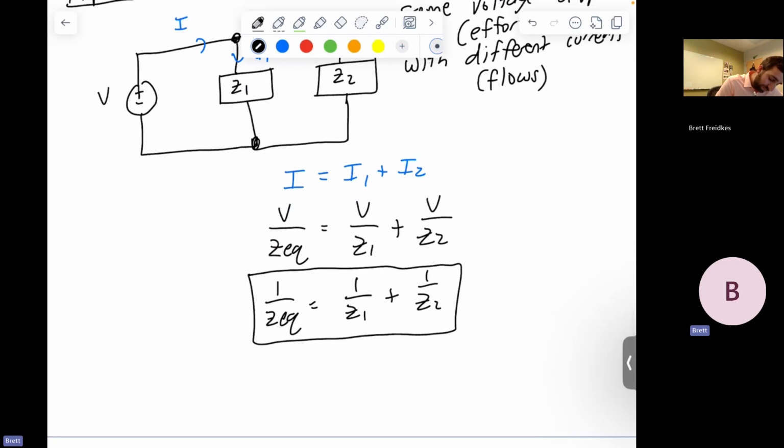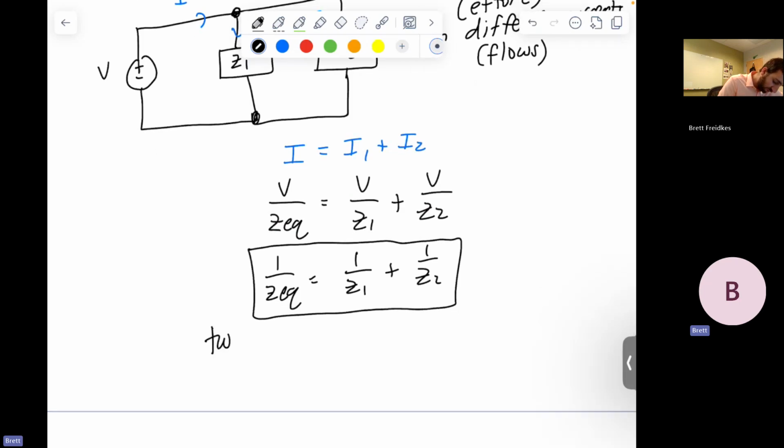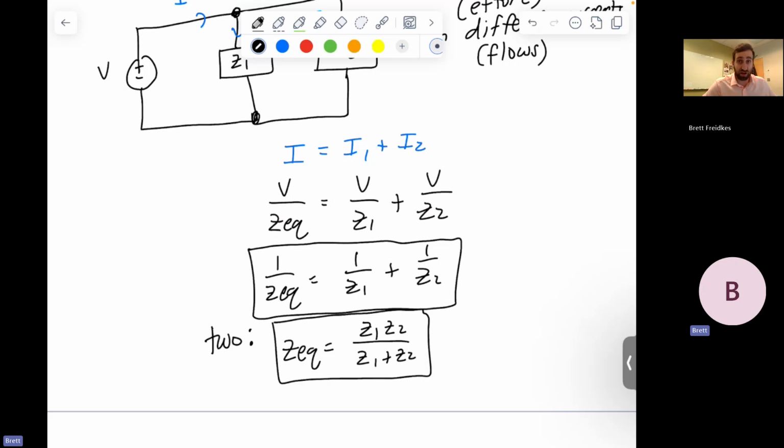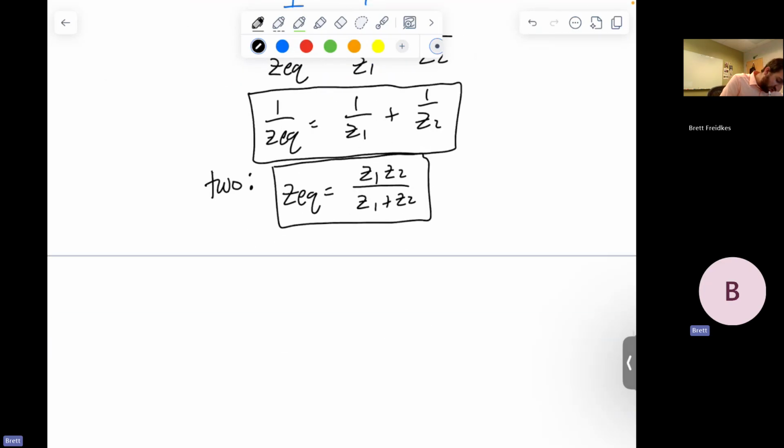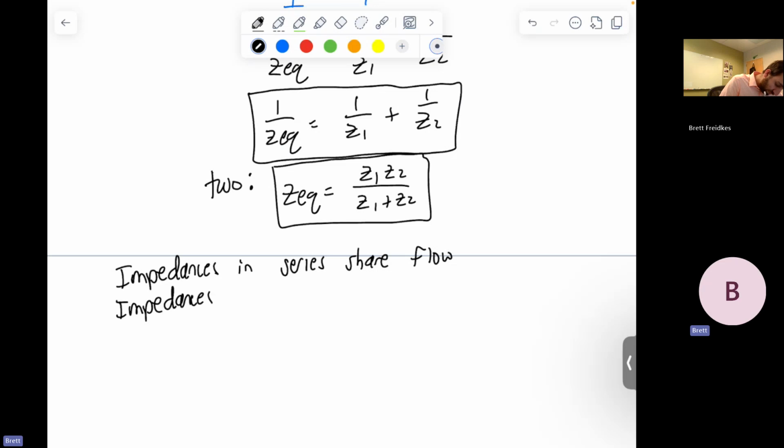And a simple way to think about this, if you have two impedances, two specifically, in parallel, we can say that the equivalent is the product of the impedances over the sum. And you can get that just from combining fractions. If you wanted to do that yourself on paper, feel free. That doesn't work for more than two, but for two, that's a really good start. So in general, impedances in series share the same flow, and impedances in parallel share the same effort.